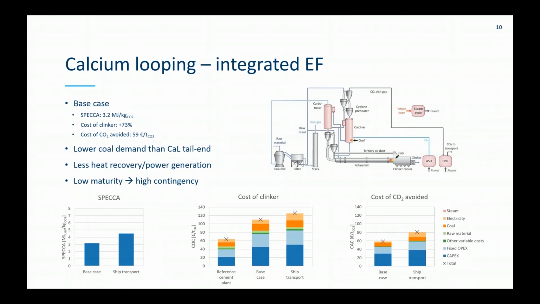For this technology, the capital costs are contributing quite significantly to the total costs of both clinker and CO2 avoided. I think it's easier to see it here to the right on the CO2 avoided cost. And we see that the variable costs are quite smaller. So similarly to the membrane-assisted liquefaction technology, this process has relatively low maturity, and thus there are significant uncertainties and added contingencies in the capital cost included here.